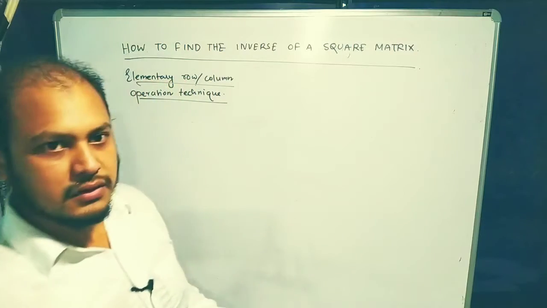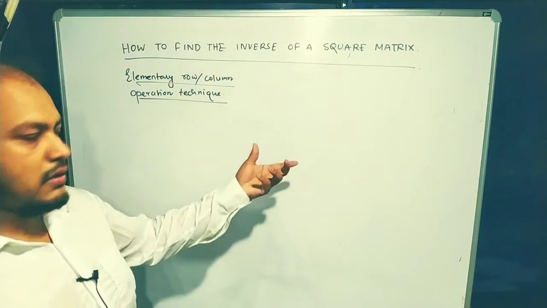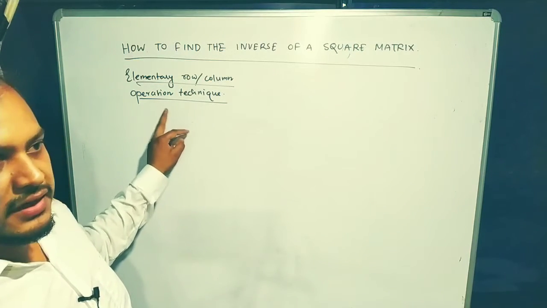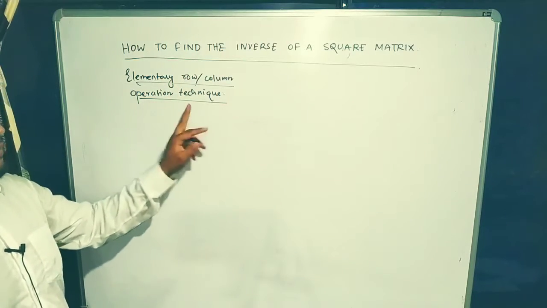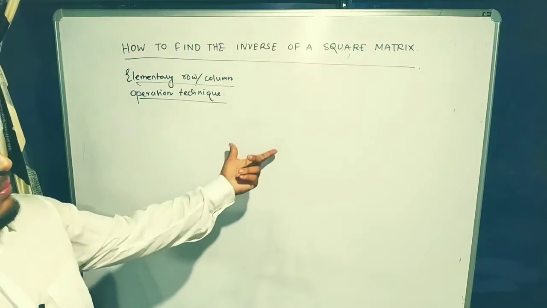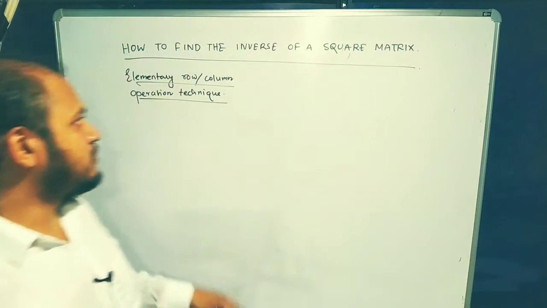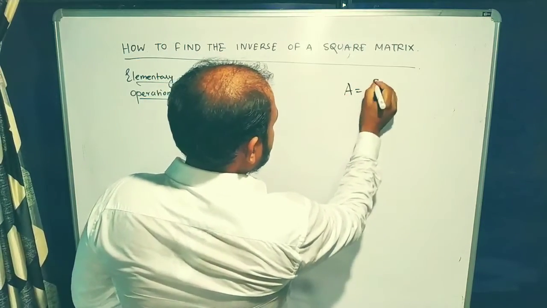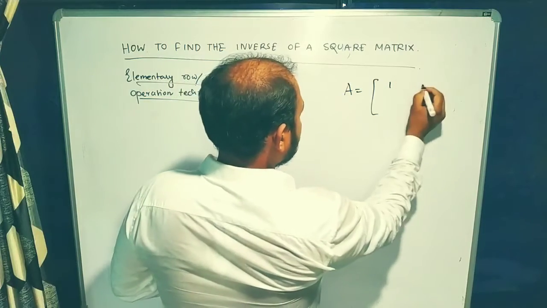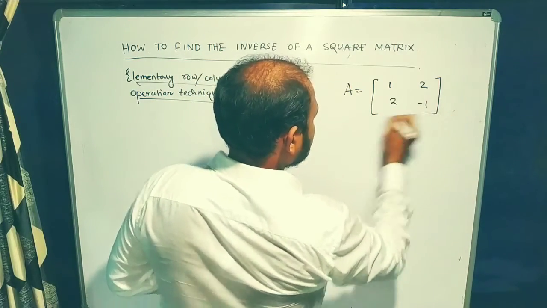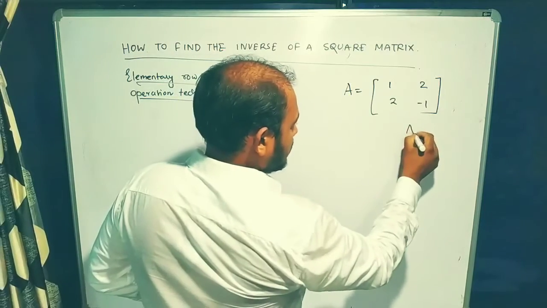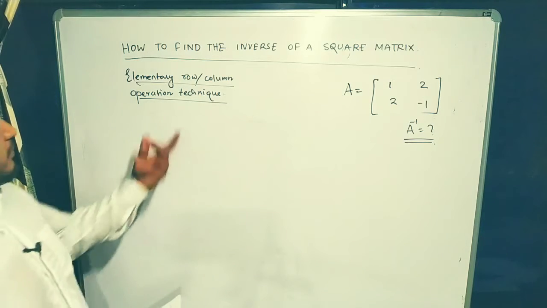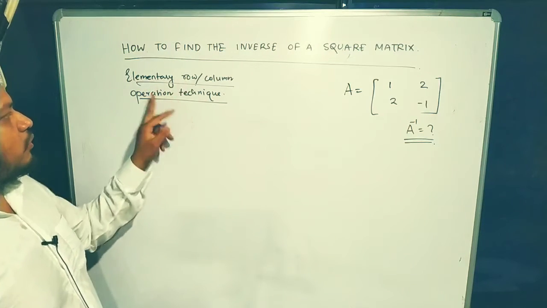So in the last example, we have found the inverse of the given matrix by using the elementary row column operation technique. Actually we have used the elementary row operation only. Now we can find the inverse of the same matrix by using only column operations. Let me show you how. The matrix that I had given earlier was A equal to 1 2 2 minus 1, right? This was the matrix, and I am asking you to find the inverse of this matrix, right? Now in the previous example I was solving using the elementary row operation technique.